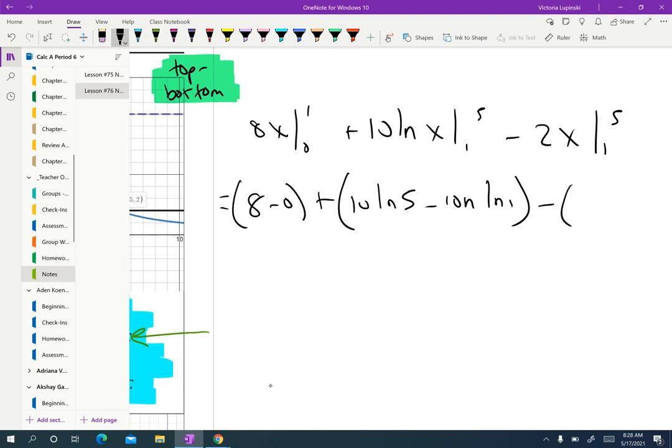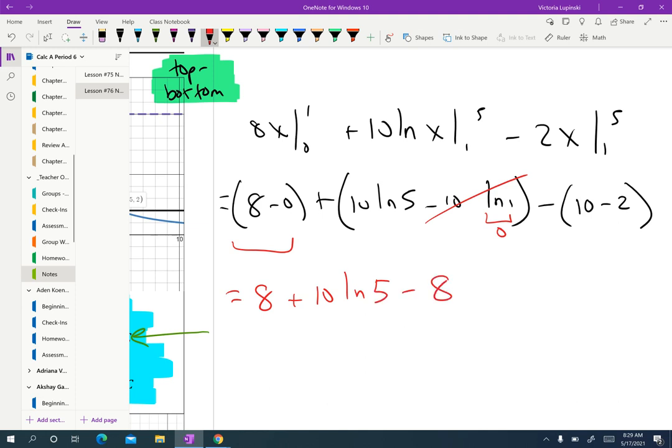Minus, if I plug a 5 in for the 2x, I get 10 minus 2. So now as I go to simplify here, 8 minus 0 just becomes an 8. So 10 times the ln of 1. The ln of 1 is always 0. So that means that this is just going to turn out to be 0. So plus 10 ln of 5 minus 8. Turns out that the 8s are going to cancel out, which means my final answer to this problem is 10 times the ln of 5.